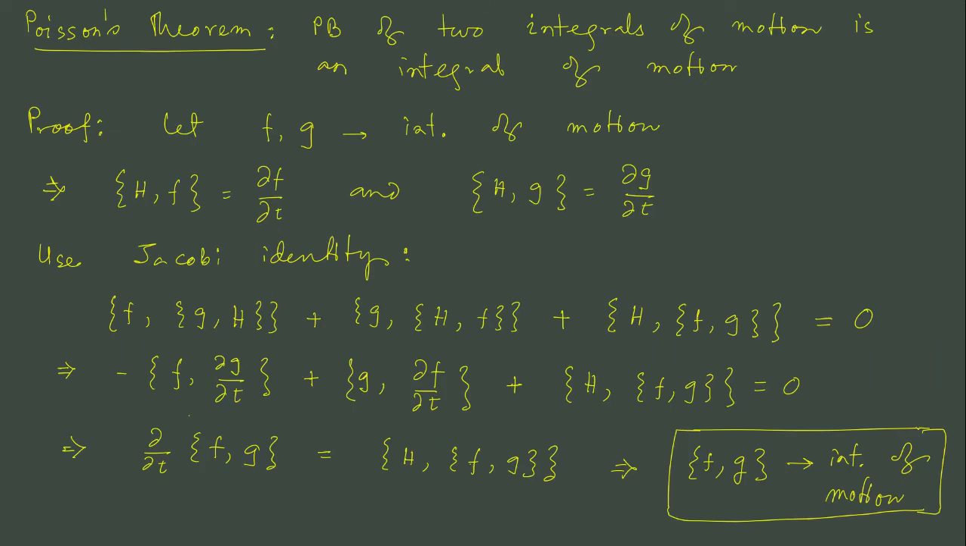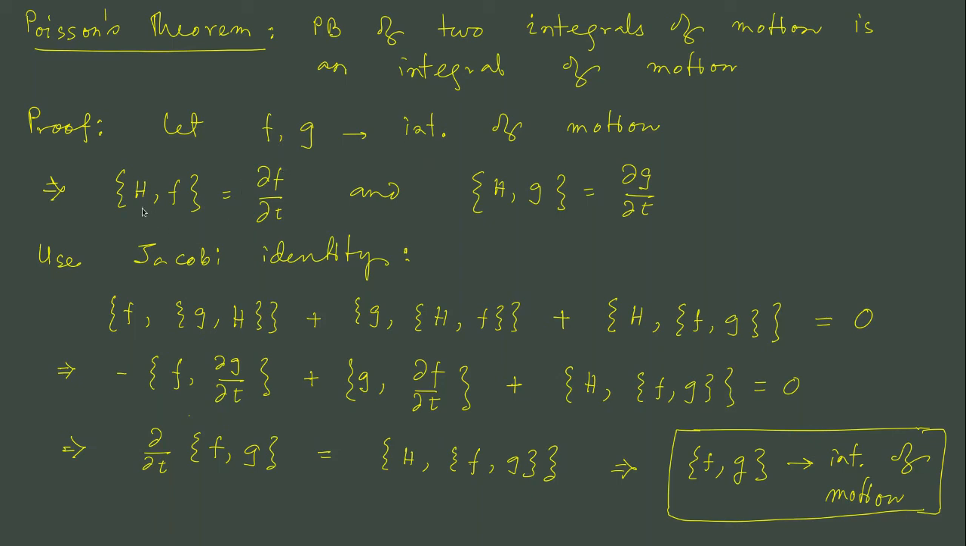But before we do that, we prove Poisson's theorem. Poisson's theorem says that the Poisson bracket of two integrals of motion is also an integral of motion. So if you know two integrals of motion, then you know how to get the third one. Very easy, just calculate the Poisson bracket of the two integrals of motion, and you've got your third integral of motion. So let's prove that. It is straightforward.